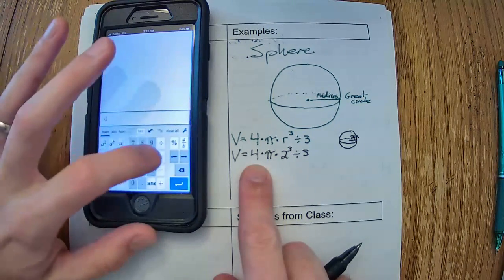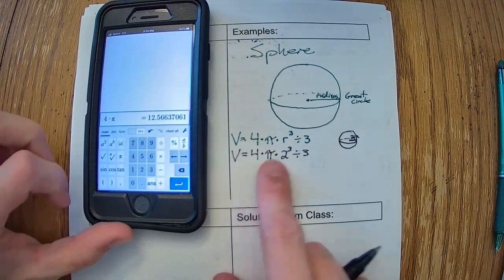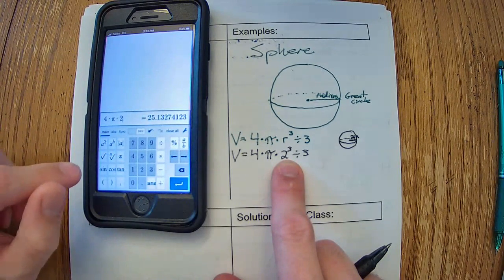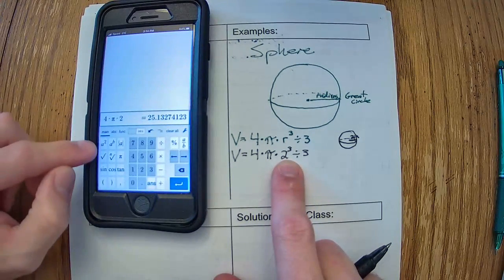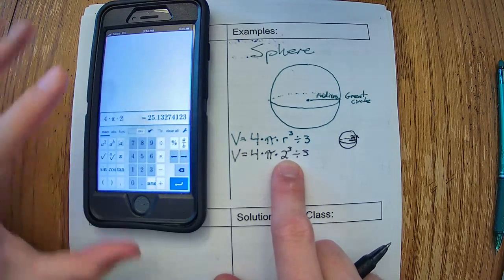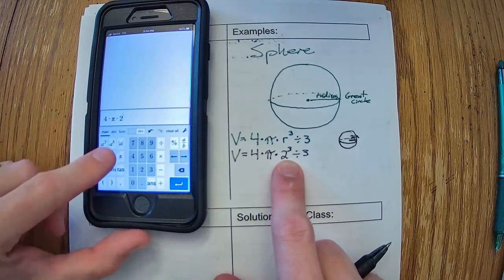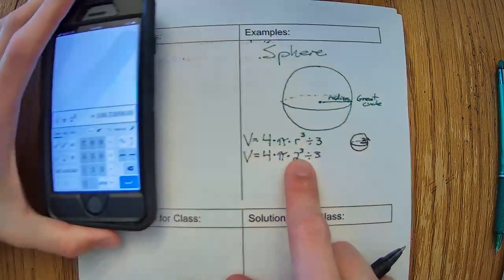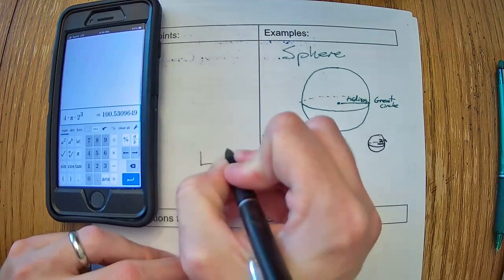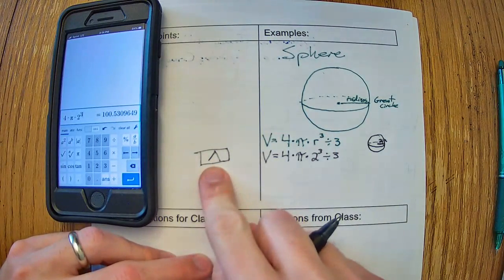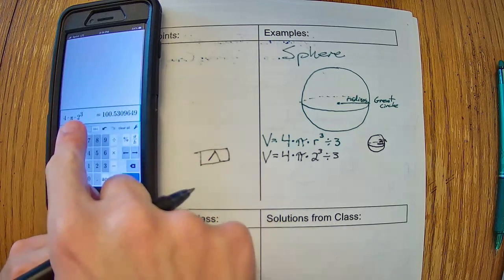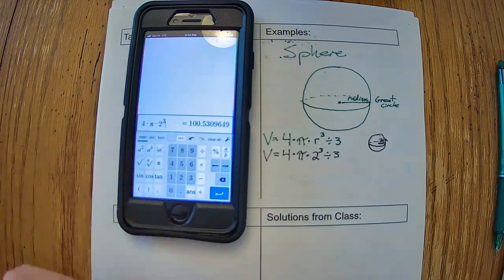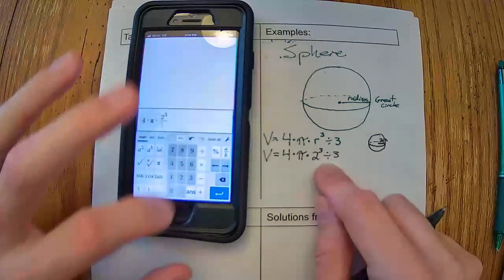So 4 times pi, so I'm going to use my pi button, times 2. Now, some calculators will have a cube button, like we have a square button. In this case, my calculator does not. What it has is this AB button. So I'm going to press it, and notice it goes up and allows me to write that superscript 3. For our calculators in the classroom, the button that you'll want to use is called a caret key. So you'll push that, and it'll let you type in that exponent of 3. So I'm going to arrow over to get out of that exponent, and then we're going to hit divide.